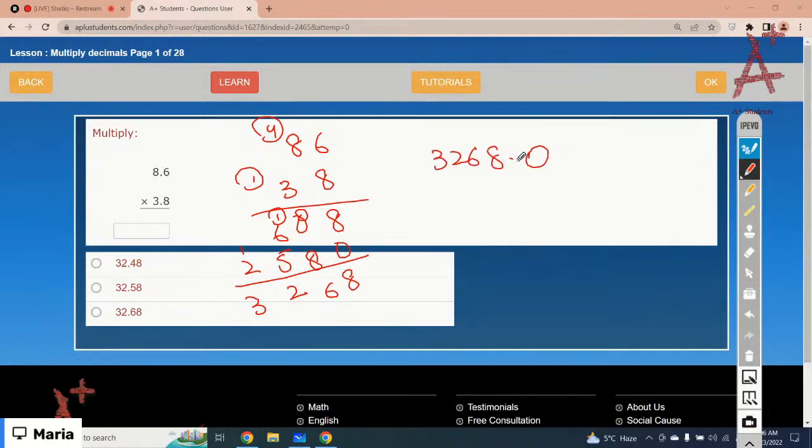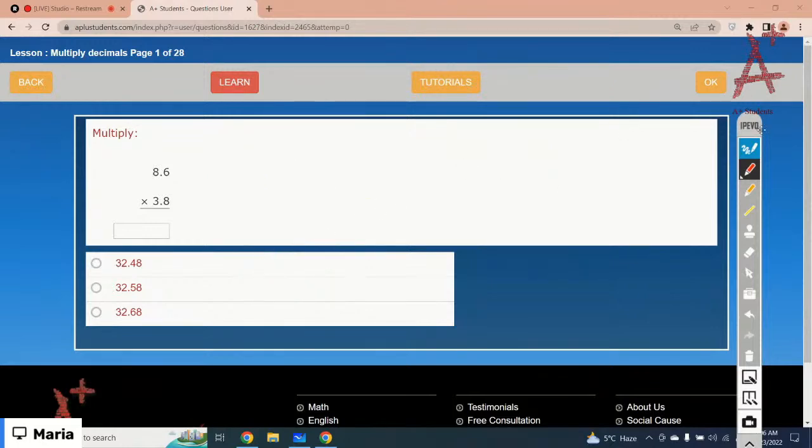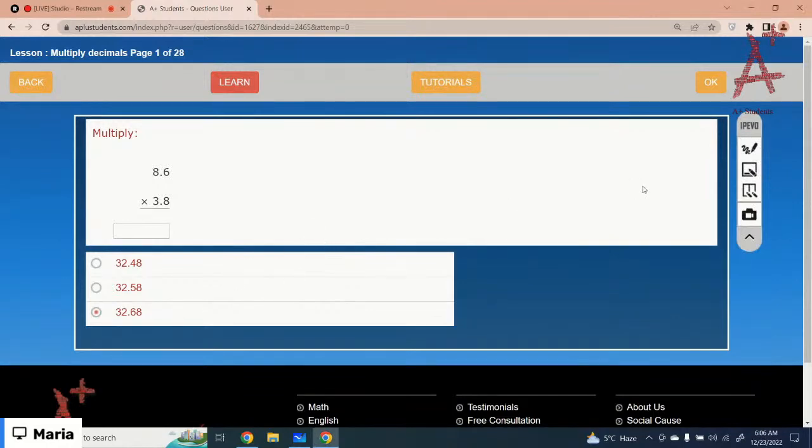So here you have a decimal point. Just look at the decimal places. You have one decimal place in this number and one decimal place in the second number. That means you have a total of two decimal places. So you have to move the decimal point two places left. When you move it to the left, it would be 32.68. So the correct option is 32.68. Just select the correct option, then click on the OK button.